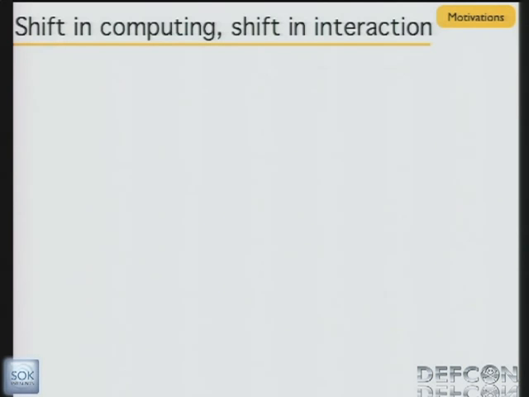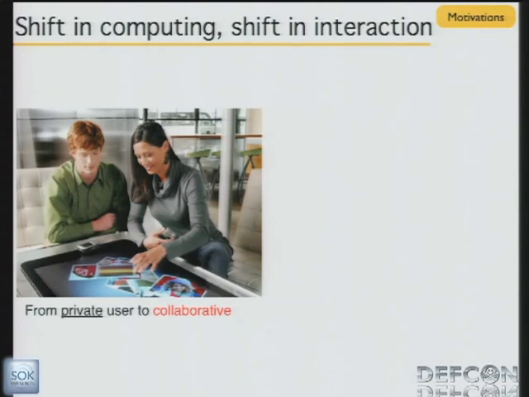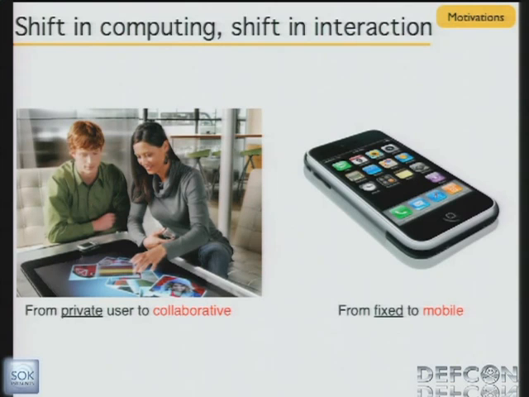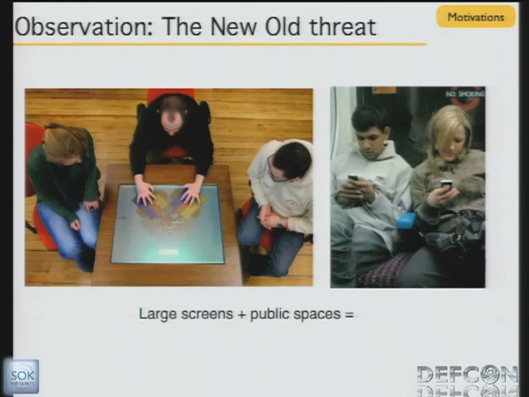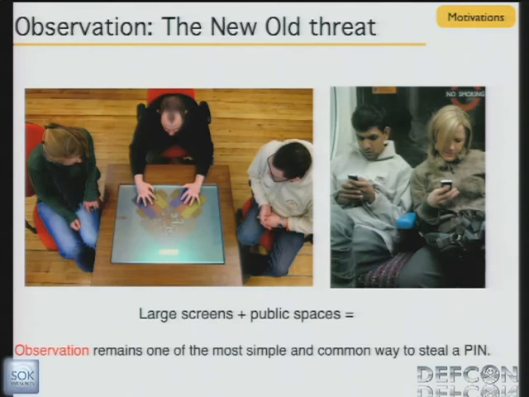But what about unlocking these new interactive devices that we have? There's been a shift in the way that we compute over the last 40 years from private user to these public collaborative interfaces like surfaces and to mobile devices. And we still need to log into them. So we've got large screens, we've got public spaces, so shoulder surfing is as useful, if not more so, for PIN theft than it ever was. It's almost hard not to shoulder surf people's mobile phone PINs, especially when people use that Android swipe thing. Like, you can't see someone log in and not remember it. It just drives you nuts. So it just remains one of the most common ways to steal one.